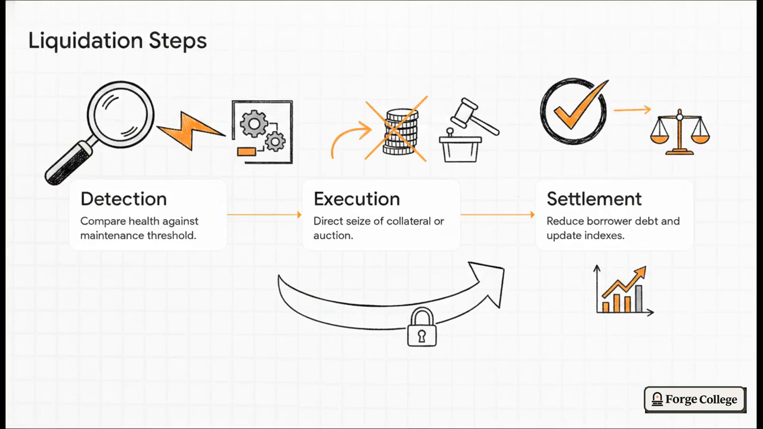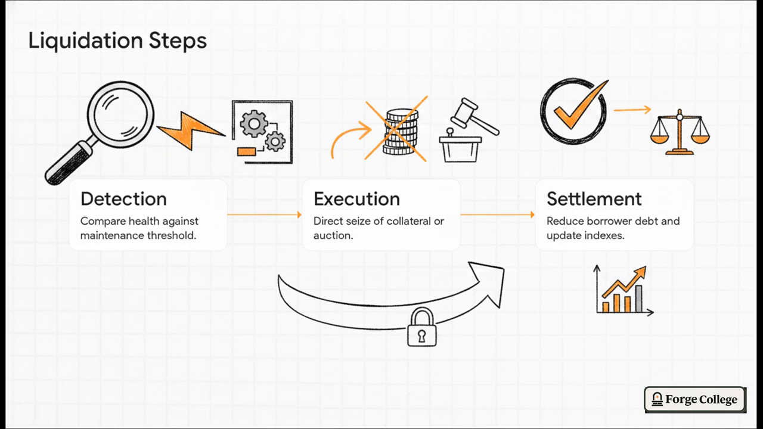Which brings us to Section 4, the liquidation lifecycle. This on-chain workflow happens in 3 precise, totally unstoppable steps. First up is detection, where the smart contract recognizes the health factor breach during an accrual update. Second is swift execution, where the protocol steps in and either directly seizes the collateral or auctions it off. And third is the final settlement, which wipes out the bad debt and updates the internal indexes.